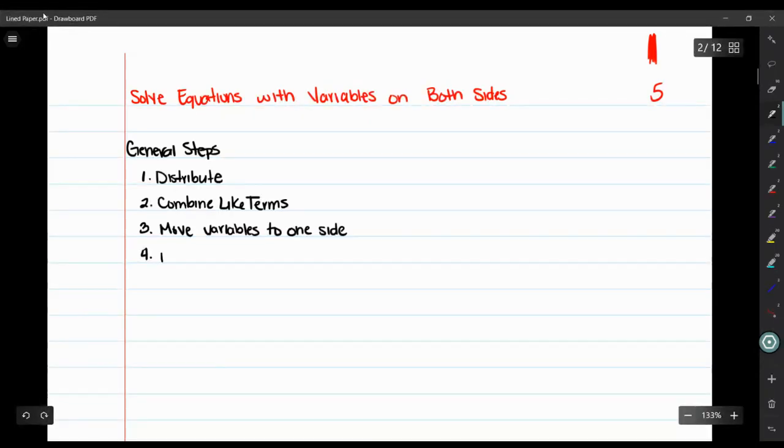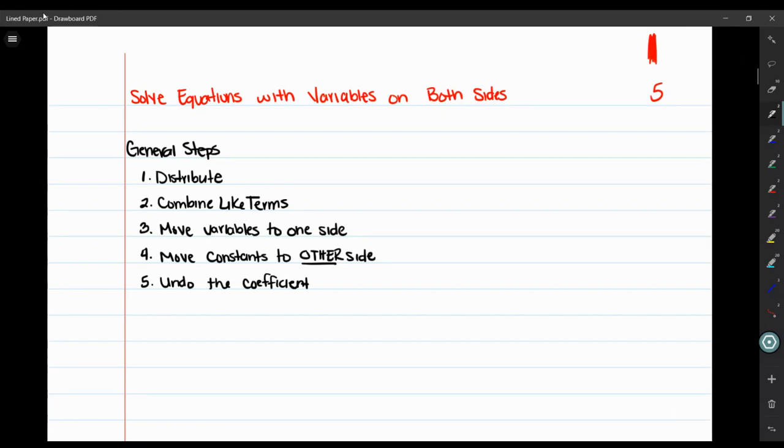Then step 4, we're going to move our constants, the things without variables, to the other side. So if you move the variables right, then you move the constants left. And then step 5, you want to undo the coefficient, either by multiply or division. Okay, so let's start with our first example.